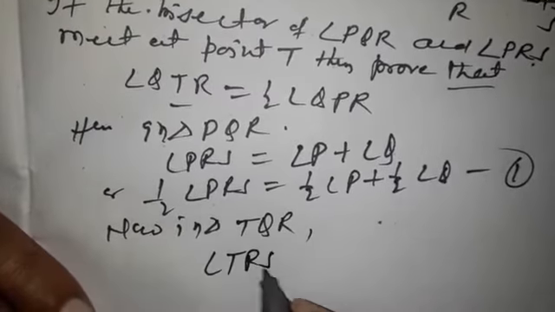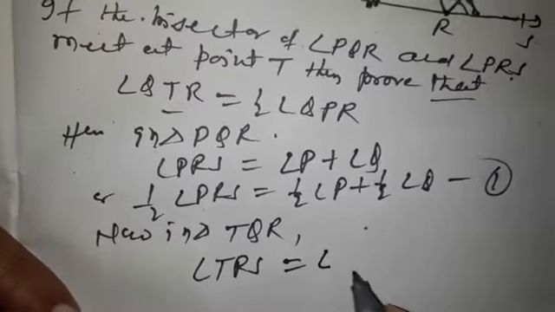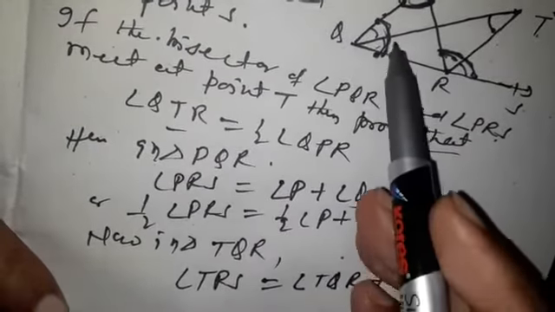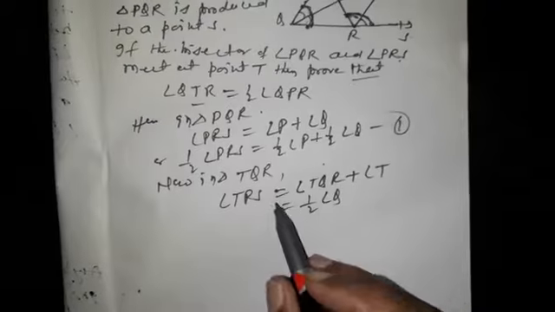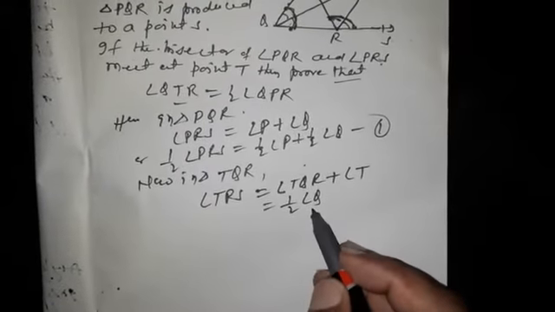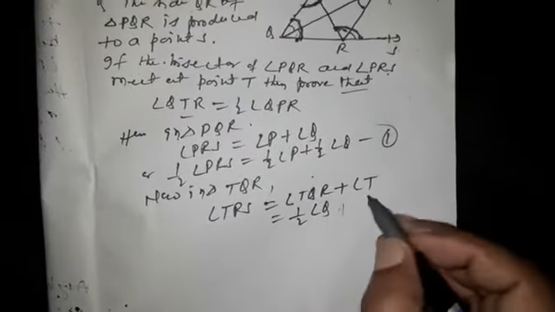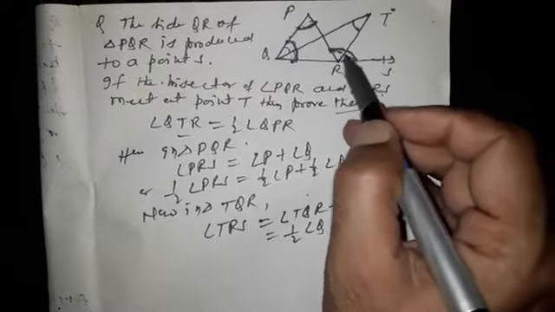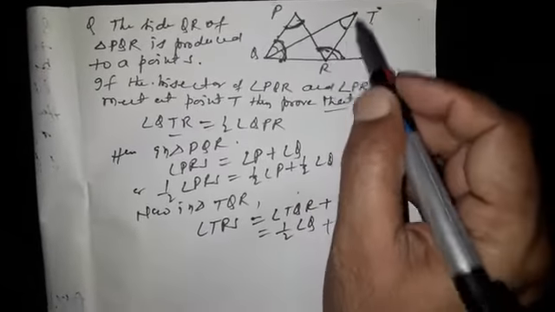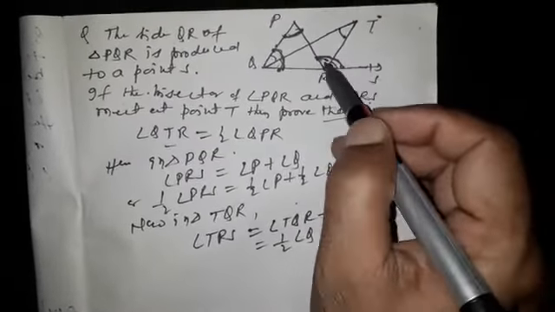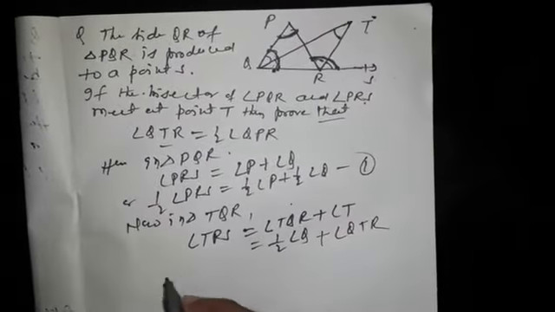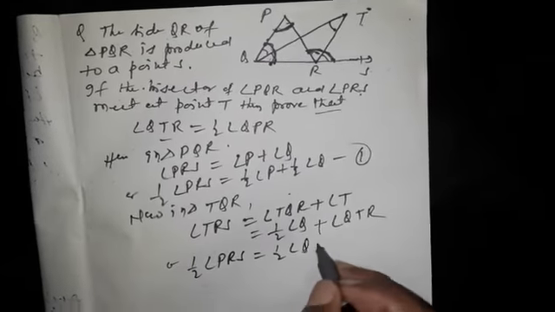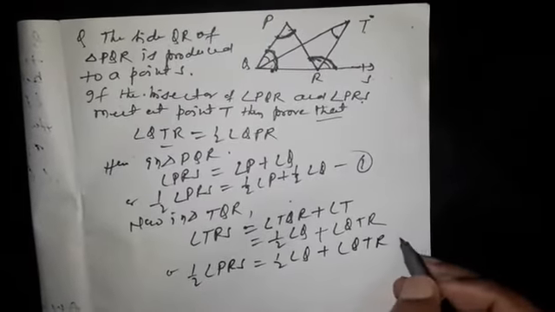Now, in triangle TQR, angle TRS is obviously equal to angle TQR plus angle T. But TQR is half of angle Q. So angle TRS is equal to half of angle Q plus angle QTR. TRS is also half of angle PRS, because RT is a bisector of angle PRS. So half of angle PRS is equal to half of angle Q plus angle QTR. Equation number 2.